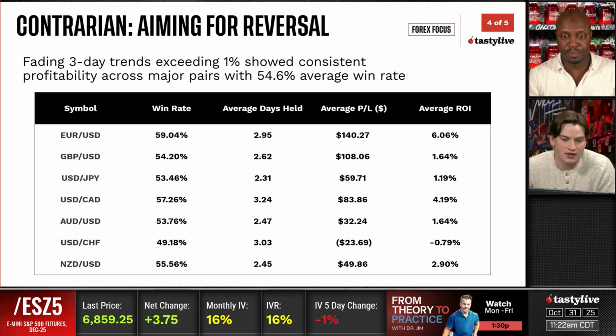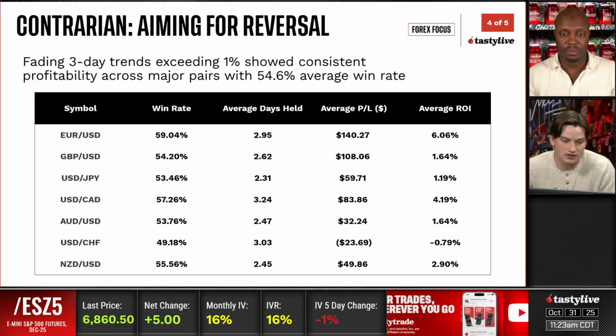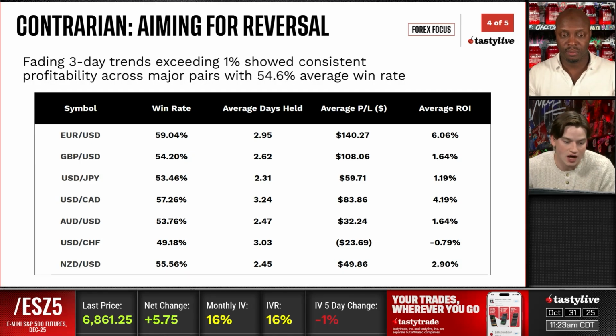Looking over at the contrarian on the next slide, this is where it really starts to get interesting, because when you're fading these 3-day trends, which is funny because right now we're on our 4th day of dollar increase, if I was to do this yesterday, this would perhaps be an instance where it did not move in my favor on day one. But given these profit constraints, we are seeing win rates of more than 50% in a lot of these major currency pairs, even as high as 59% for the euro.